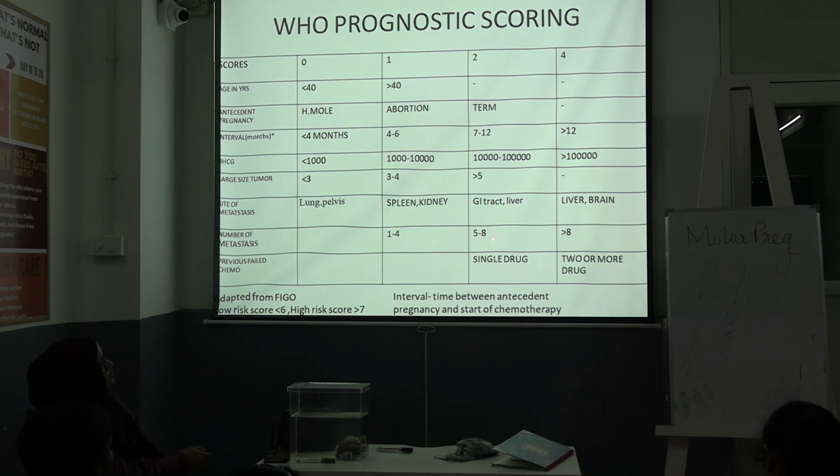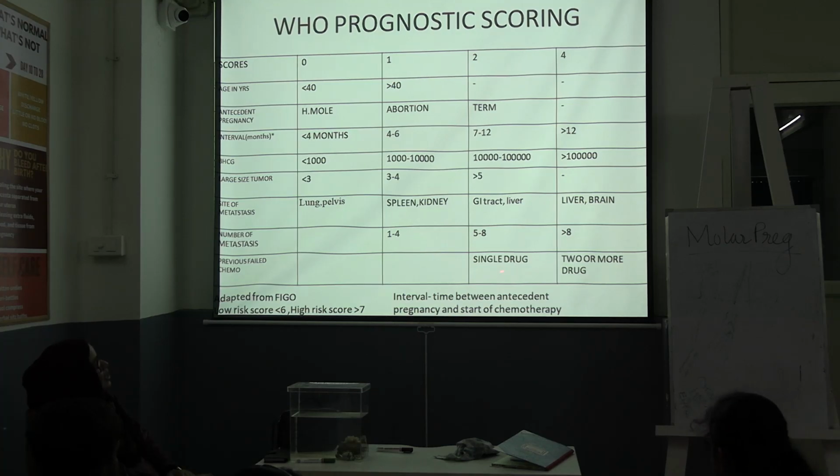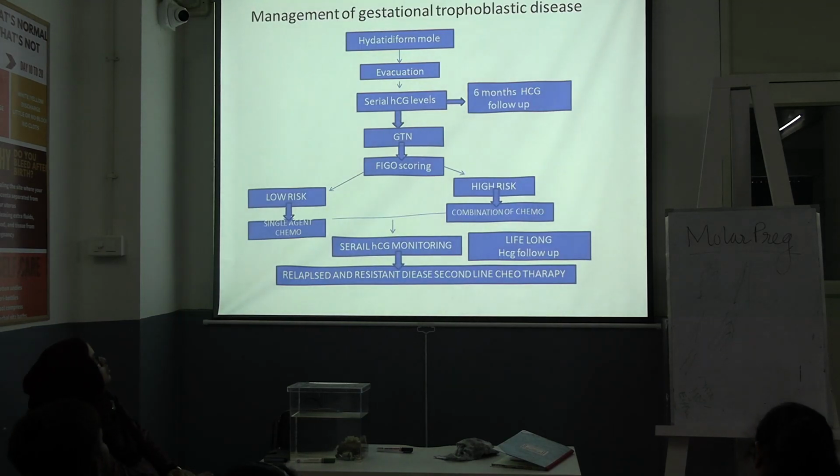Number of metastasis, obviously the more the number of metastasis, more is the score. Previous failed chemo, this is very important. If single drug chemotherapy failed, it is of less risk than the multi-drug failure. Okay. So what you will do, HMOL you confirm it, you did evacuation of this, you did follow up with serial beta HCG level, 6 months follow up is done. If GTN is confirmed on HP, FIGO scoring will be done.